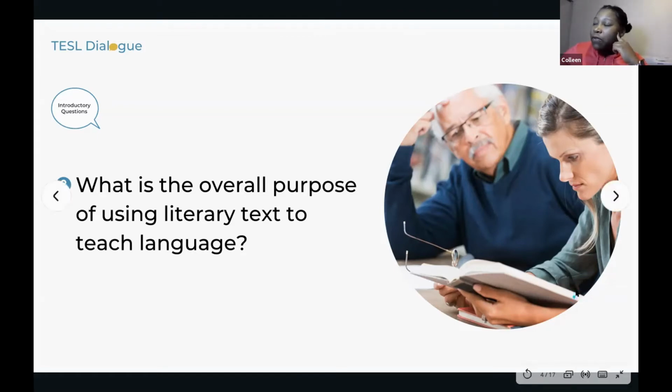Can you be more specific, Mustafa? Like, what do you mean? Is this related to literature? Yes. Okay, so I guess I'll rephrase it. Pedagogically speaking, what is the most practical way to implement literature when teaching TESL, in your opinion?